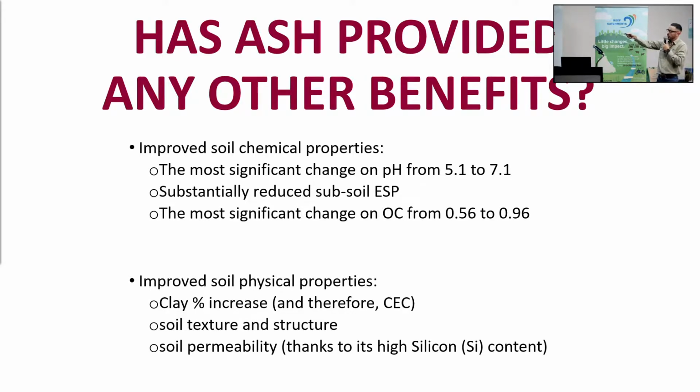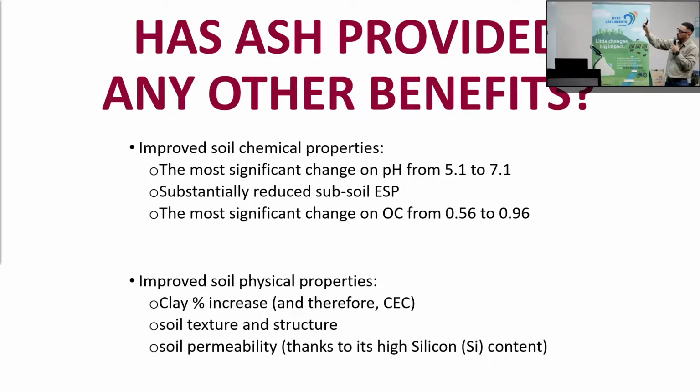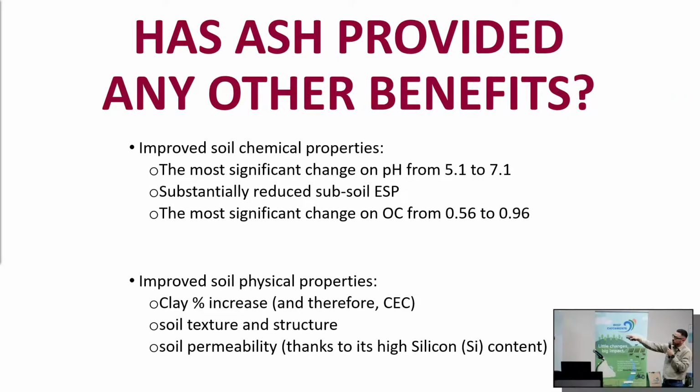In terms of the chemical properties, the most significant change was on pH, from 5.1 to 7.1 from the ash. The subsoil ESP was substantially reduced. From memory, levels were around 25 to 35, so very high sodicity down there, and we managed to reduce them substantially. One that I forgot to add might be one of the physical properties, so I'll tell you that one later. The most significant change on organic carbon was from 0.56 to 0.96.